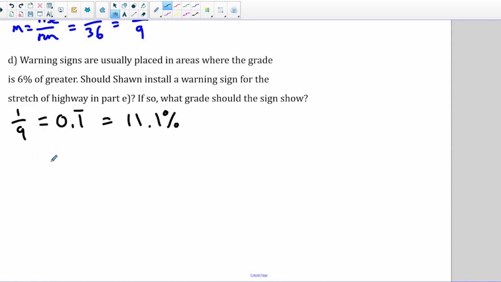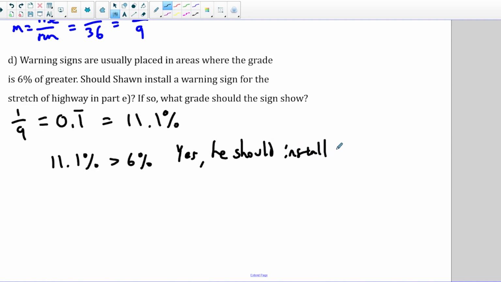We know that 11.1% is greater than 6%. So yes, he should install a sign with a grade of, and this will hopefully spark some conversations, a grade of 12%.